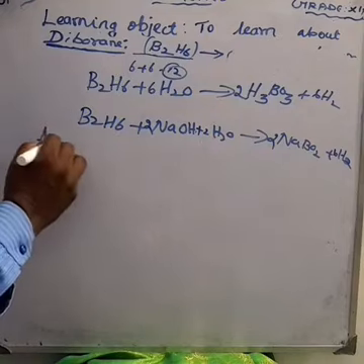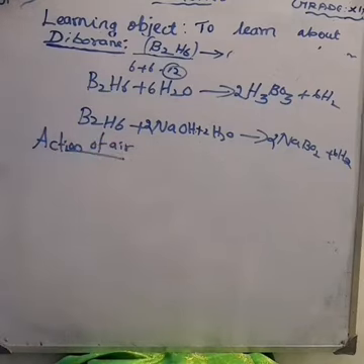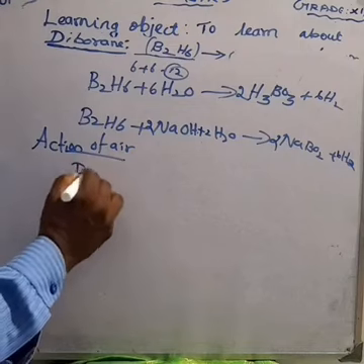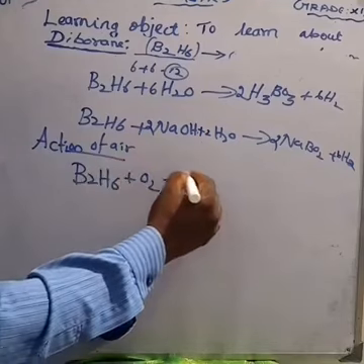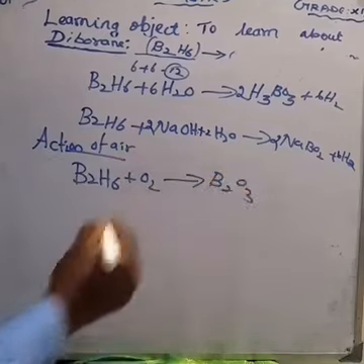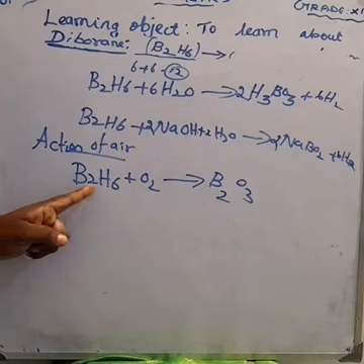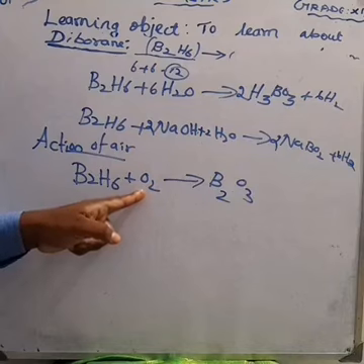Next, about action of air. Listen all of you. Pure diborane does not react with air or oxygen at room temperature. But the impure form of diborane reacts with oxygen. We get boron trioxide, and also we get a large amount of heat energy. Am I right? So diborane, what is the formula of diborane? B2H6. This is the diborane. This one reacts with oxygen.